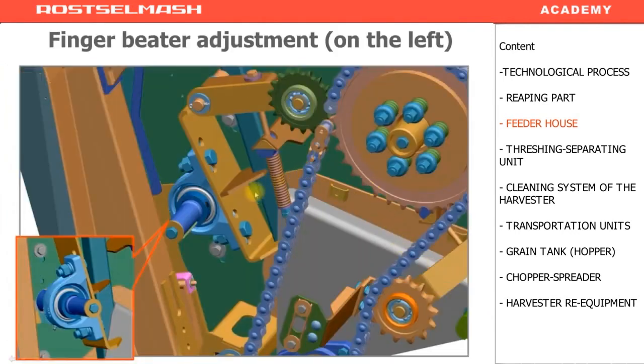The finger beater adjustment on the left. This is the support, changing the intake finger beater support position. As you see, there are 3 holes. The upper ones are not used in harvesters for Russia. Normally, we use the middle and the lower one. The default position is the middle one. Thus, it's the maximum possible position of the beater.